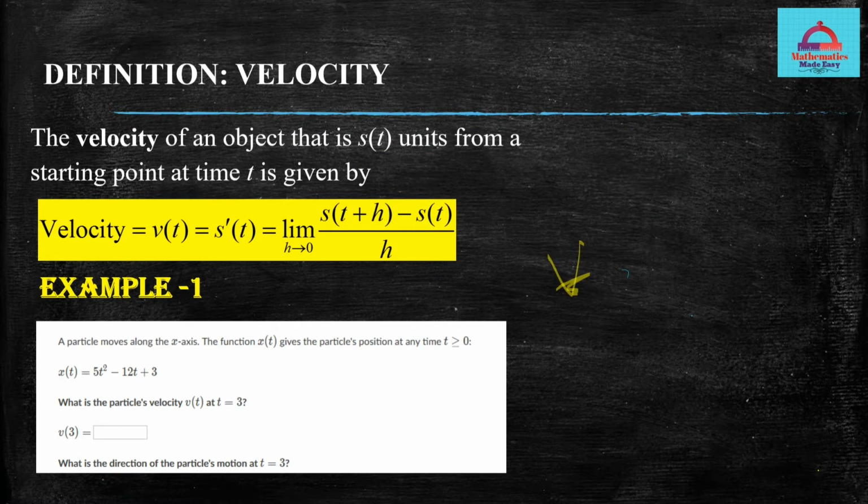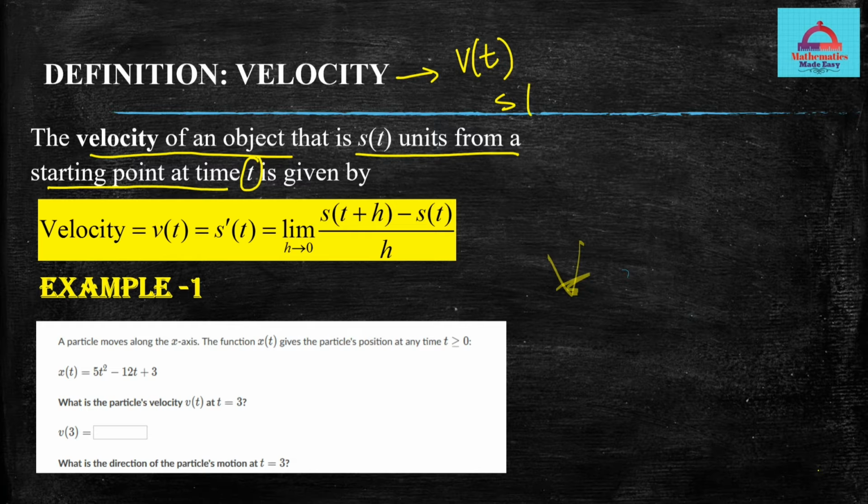Okay, so let's now understand velocity. So velocity first of all will be represented with the notation v of t. So your velocity will be a function of time, and the velocity of an object, which is s t units away from the starting point, and the time is represented by t, is given by this formula. So v of t, or the velocity, is going to be the first derivative of your position vector.